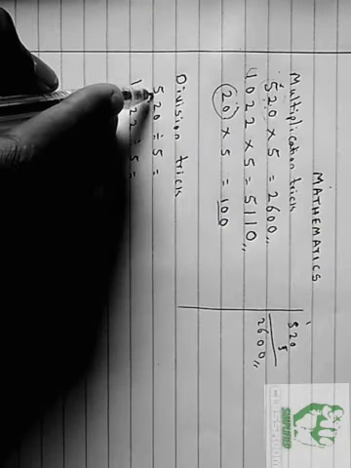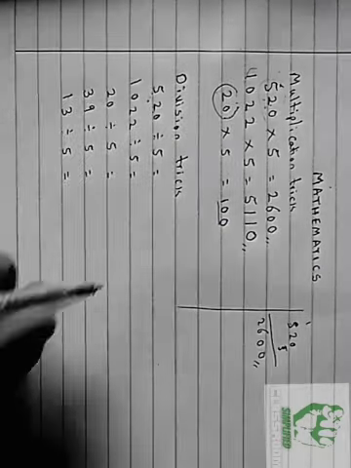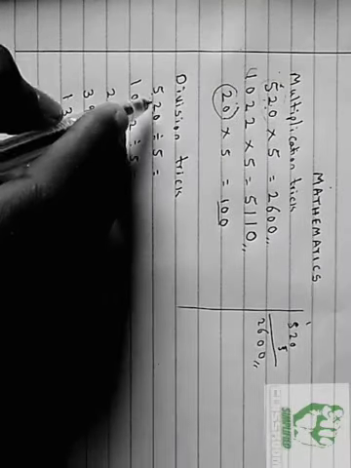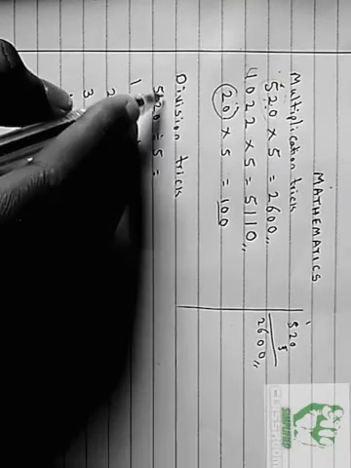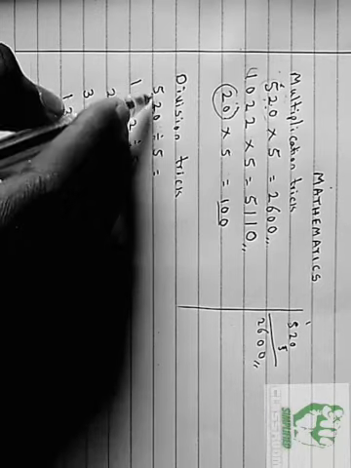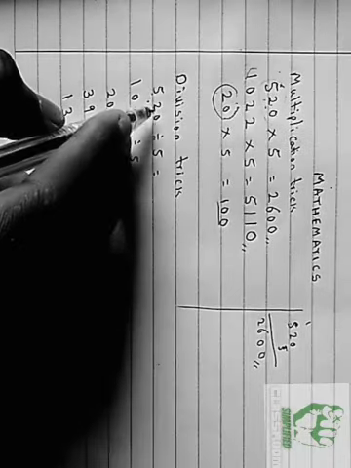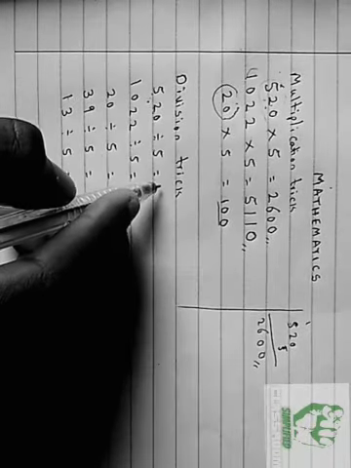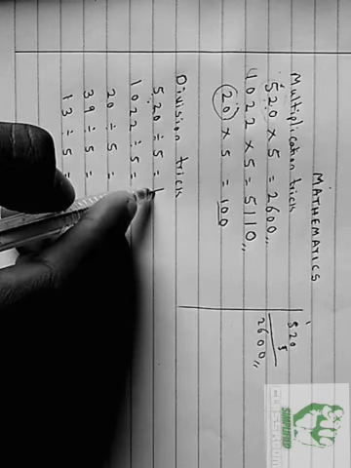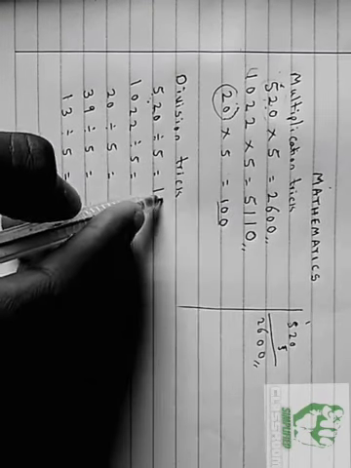So now look at it. 520 times 2. What do we have? What's 520 times 2? Just double this number. 2 of 500, that's 1000. 2 of 20, that's 40. So we have 1040.